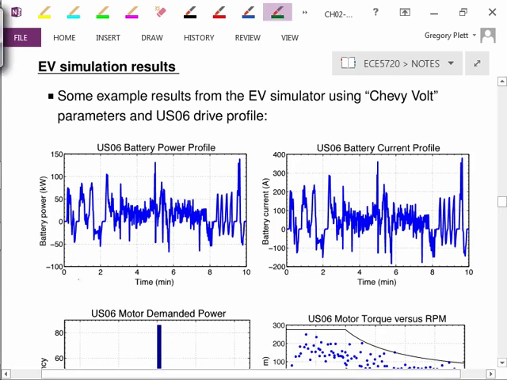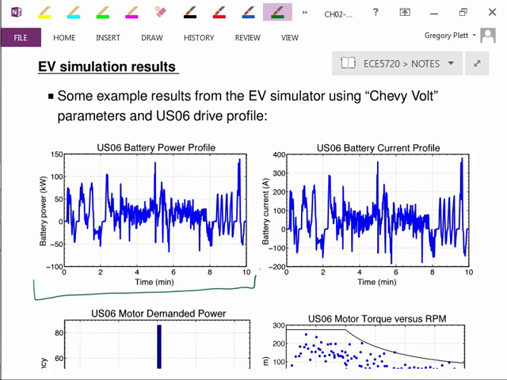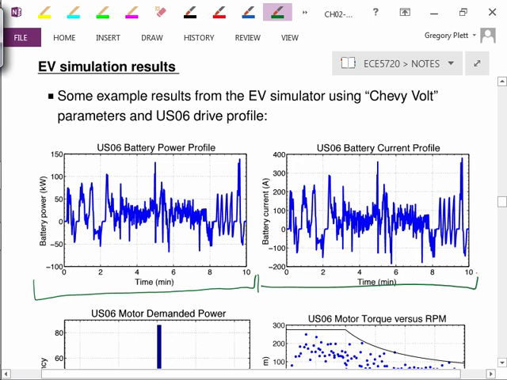The first plot is battery power versus time, and you can see that we are achieving battery power most of the time between plus and minus 50 kilowatts, but spiking up almost to 150 kilowatts at different points in the cycle. We can also extract battery current versus time, which is what we used in simulations previously. Here we see again, we are staying within about plus or minus 100 amperes most of the time, but sometimes going up to close to 400 amperes.